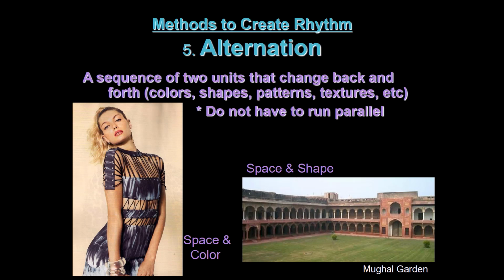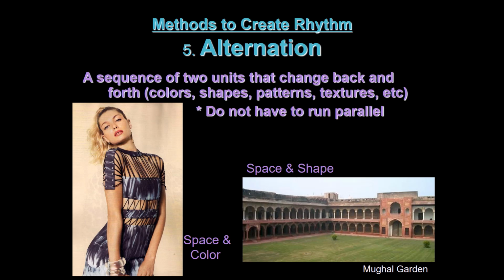All right, we're about halfway through. The next method of rhythm is alternation. This one's, I think, a bit easier to grasp. In this case, what we're going to do in a design is play with this idea of a back and forth, back and forth. That's how we're creating rhythm.